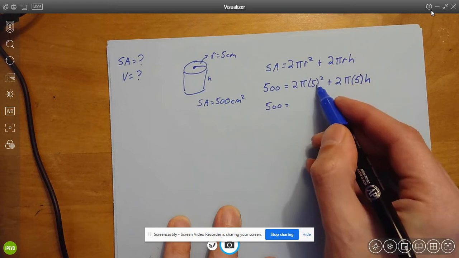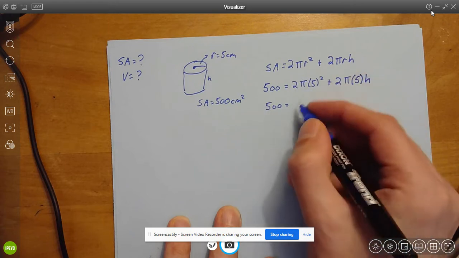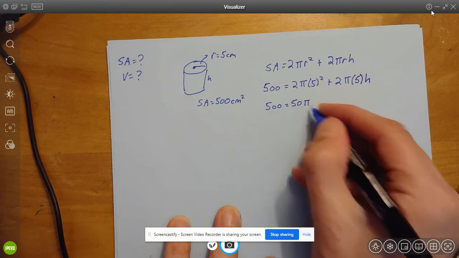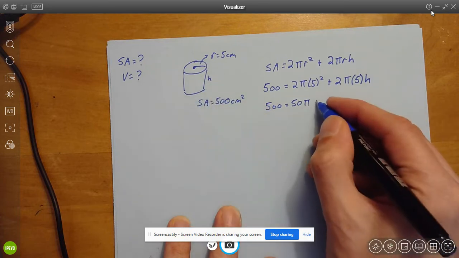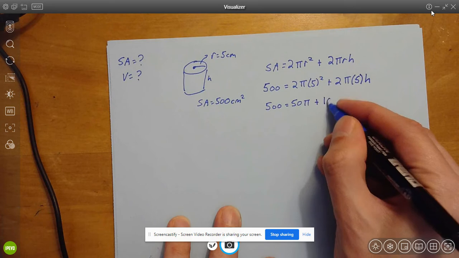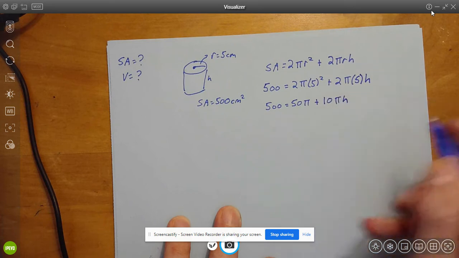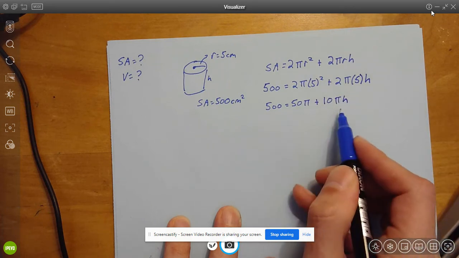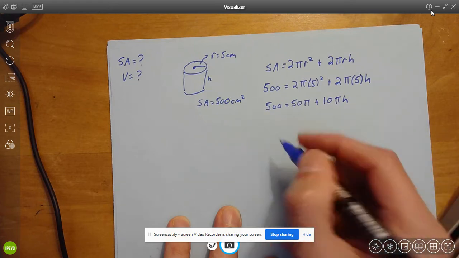So I know that 5 squared is 25. 25 times 2 is 50, so I have 50 pi. That's the area of my 2 circles. And the area of this rectangle is going to be 2 times 5, 10 pi, times h. So now I've got an algebraic equation that I want to solve for h. I want to get h by itself.